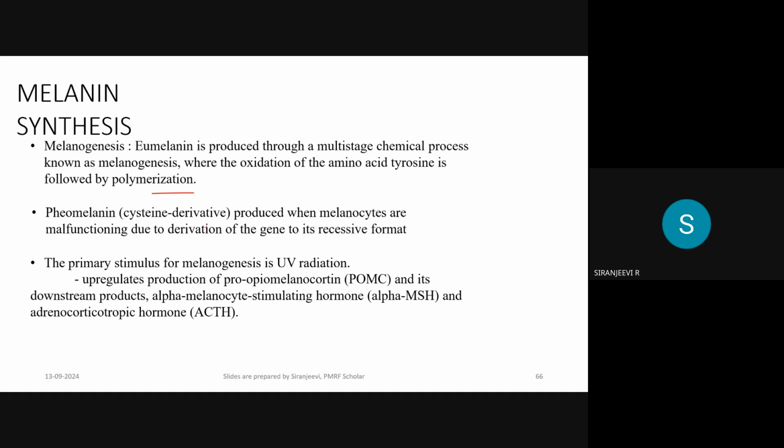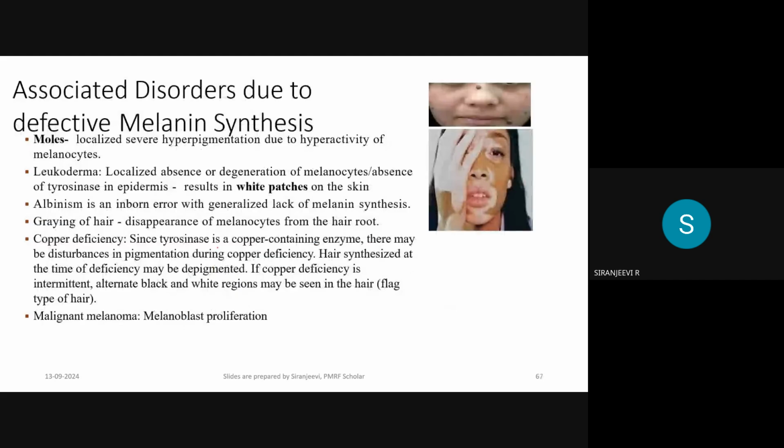And pheomelanin, that we have already seen, is a cysteine derivative produced when melanocytes are malfunctioning due to the derivation of the gene to its recessive form. Usually, melanogenesis is stimulated by UV radiation, which upregulates the production of pro-opiomelanocortin, that is POMC, and its downstream products, alpha melanocyte stimulating hormone, that is alpha MSH, and then the adrenocorticotropic hormone.